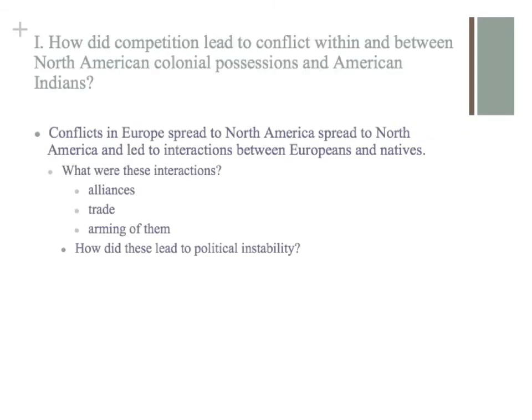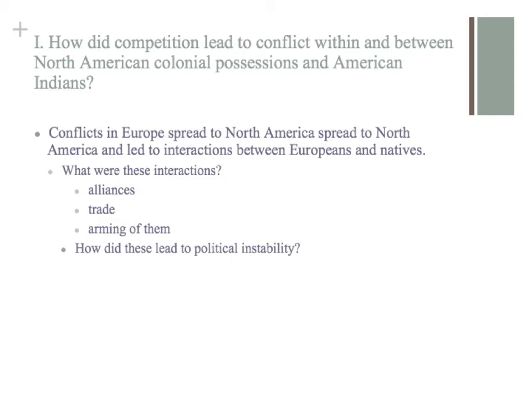So the first thing we've got to look at with this is, how did competition lead to conflict within and between North American colonial possessions and American Indians? In other words, as these European powers start fighting and conflicting a little bit in Europe, these things spread over to the New World, and it impacts the way that the French, English, and the Dutch interact with natives.